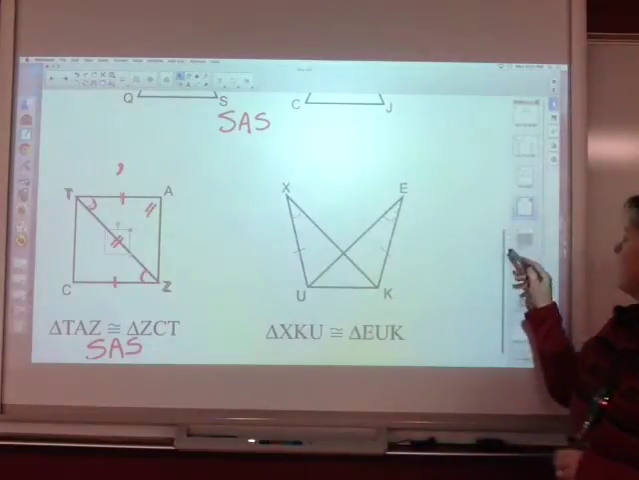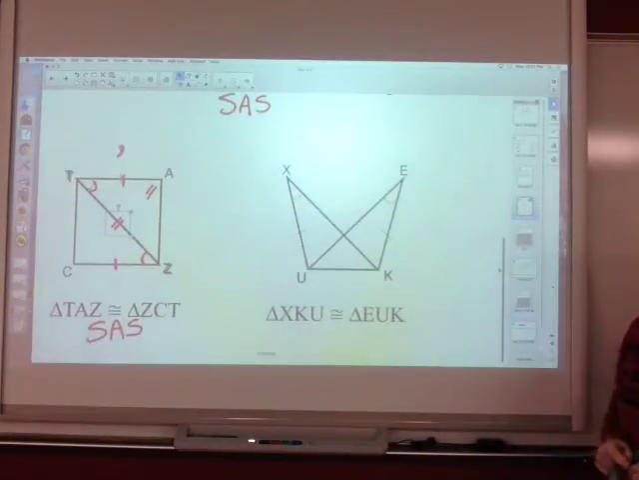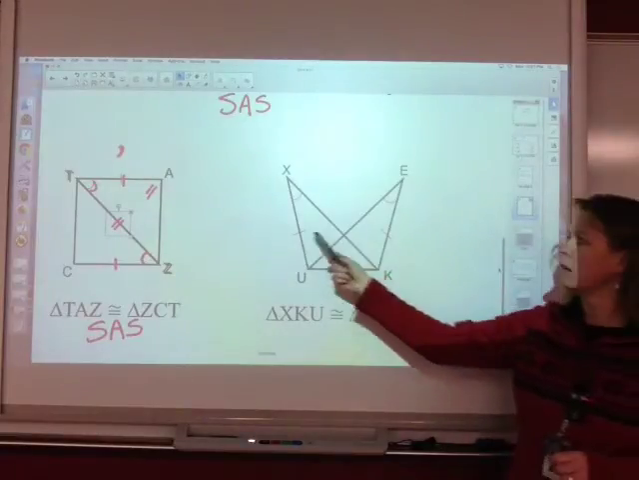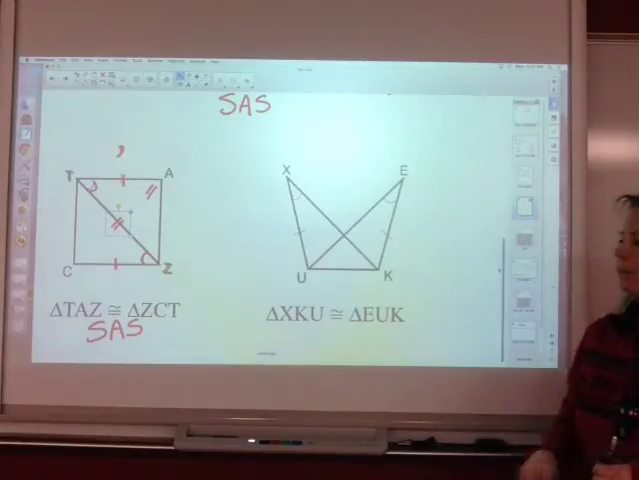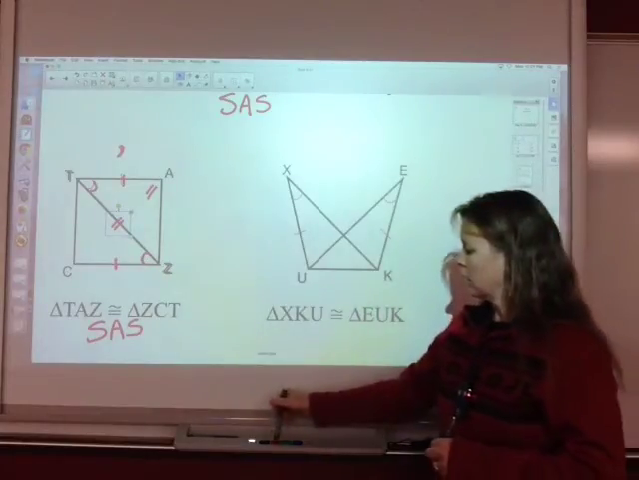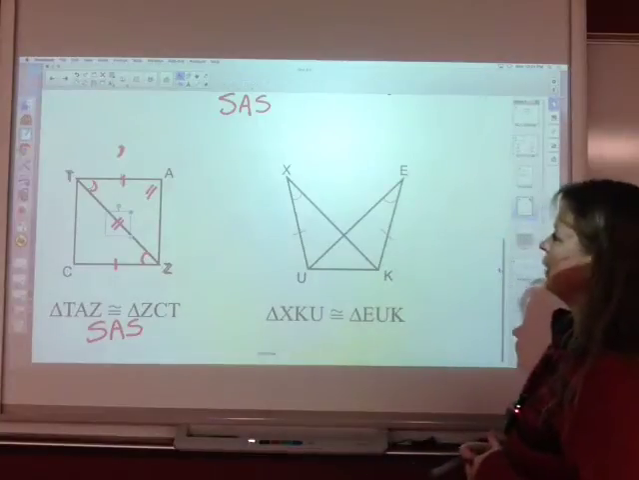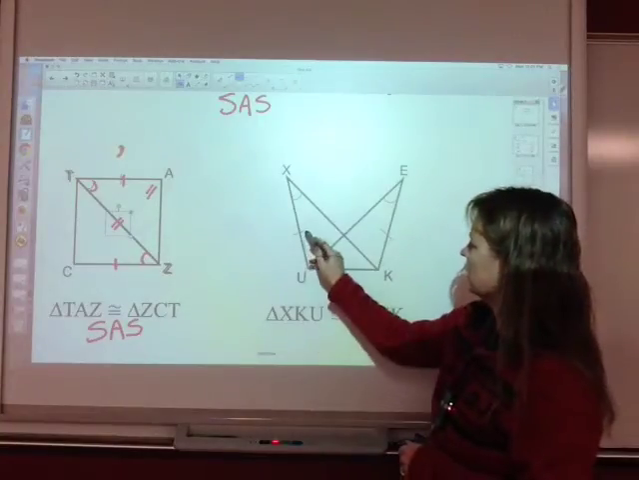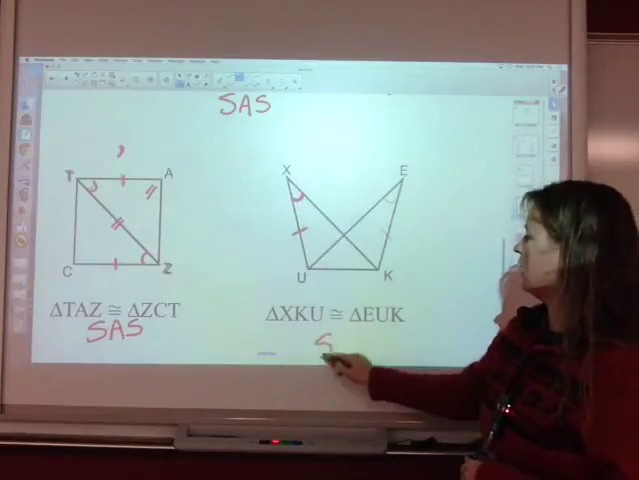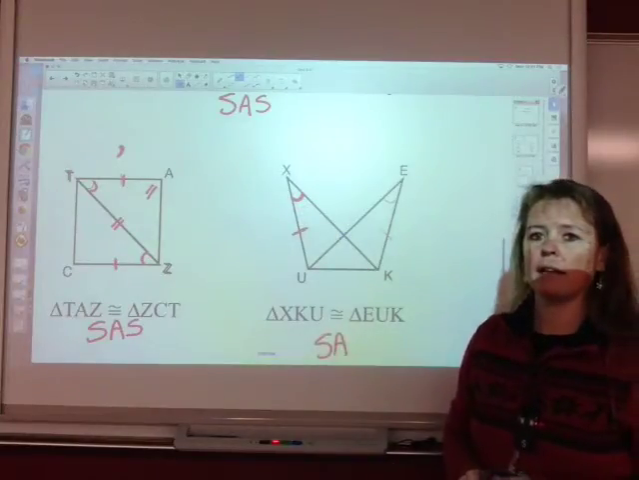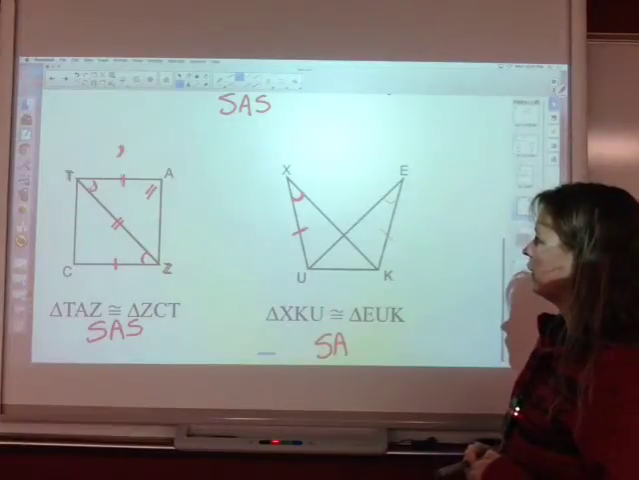Last one of these. Go ahead once again, draw that figure, label it properly, and put the markings on it. Draw it, label it, markings, pause it now. Okay, this one looks a little bit more complicated. I do see a side here and an angle. We have side angle. We need a third side. Let's see if we can find a third side.